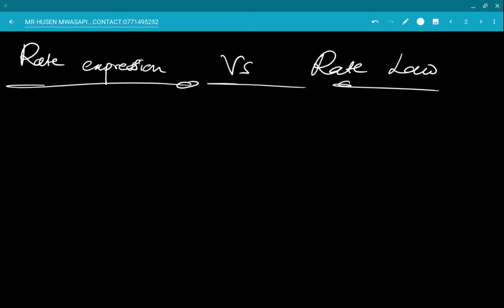But one thing you should know is this. The rate expression is equal to the rate, and the rate law is also equal to the rate. Which implies that the rate expression and the rate law are equal to each other. With this said, let us look at these two independently. Let's start with the rate expression.